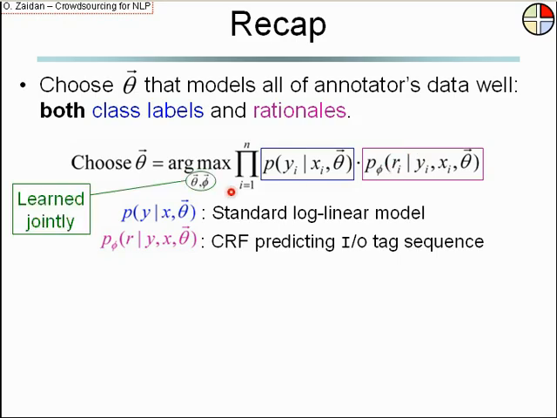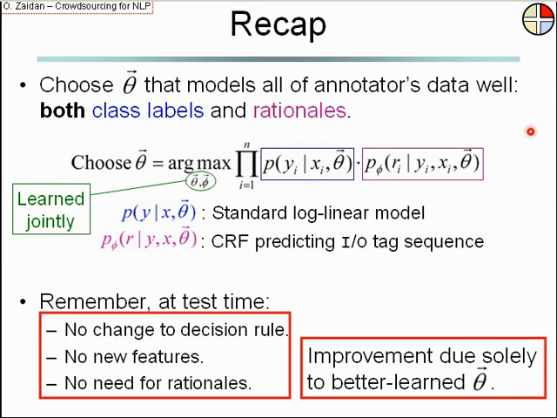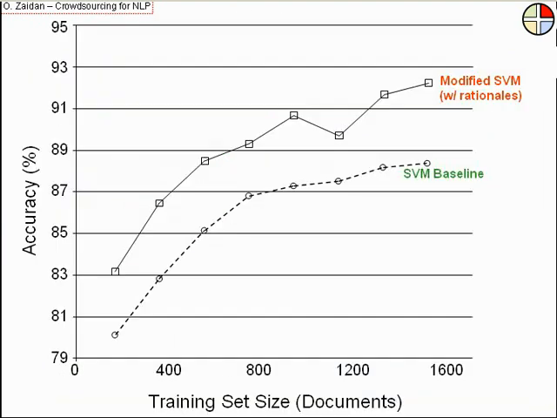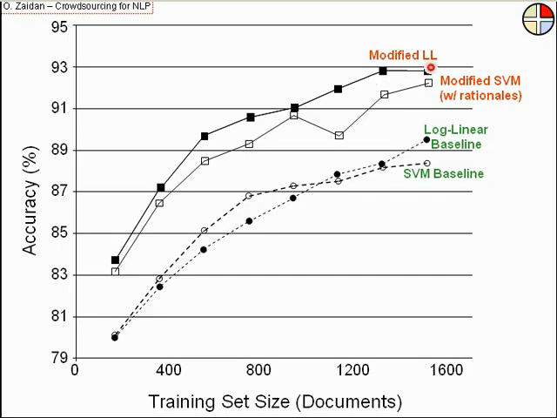The weight vector and the parameters of the CRF are learned jointly, and just to remind you that at test time, we don't change the decision rule. It's still a linear classifier with the same feature set, and we don't need rationales for the test documents. And so the improvements are due solely to a better learned weight vector. And again here, these are the learning curves for the SVM from a few slides ago, and if you add 2 curves for the baseline log linear model and a learning curve for the model that incorporates rationales, again we see significant improvements. And in fact, it does even better than the one with a modified SVM at certain training set sizes.